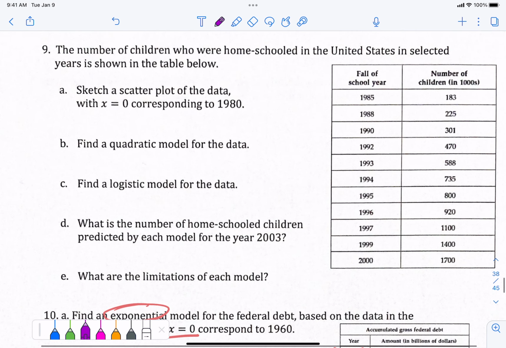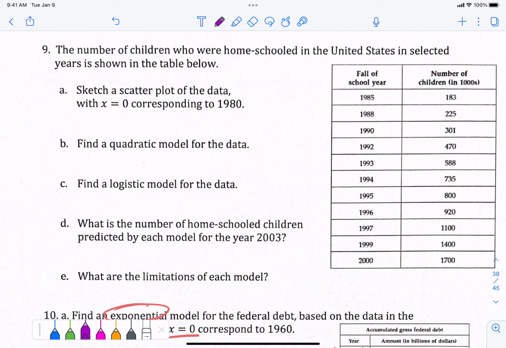The number of children who were homeschooled in the United States is selected in the school years. What are the limitations of each model? You can do a quadratic model and a logistic model. You have to do a quadratic and a logistic model. What are the limitations of each model? There's an A through E.